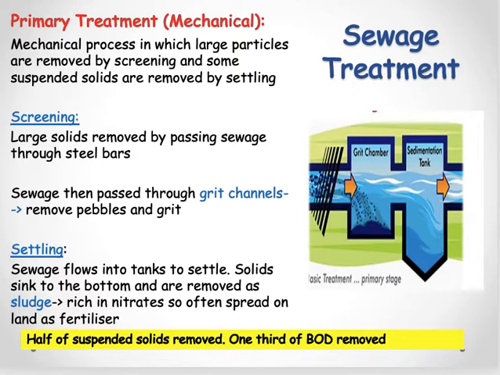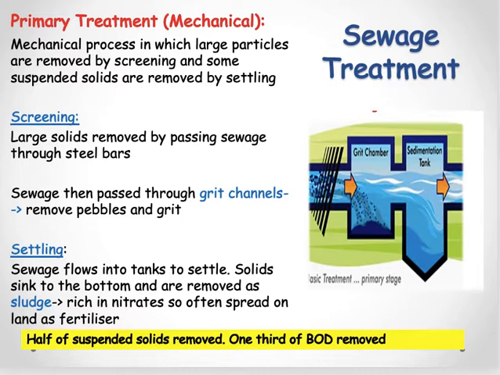Right, so looking at our sewage treatment in slightly more detail then, the primary treatment, first of all, we mentioned was a mechanical treatment. The definition of the primary treatment is a mechanical process in which large particles are removed by screening and some suspended solids are removed by settling. So screening, we've already come across way back at the start of this chapter when we were looking at water treatment. Screening involves passing the sewage through steel bars and they remove all the large solids out of it.